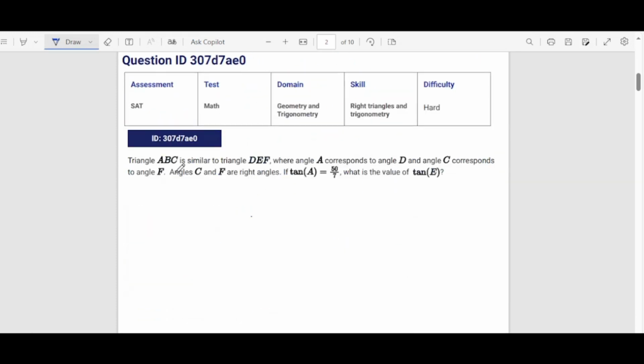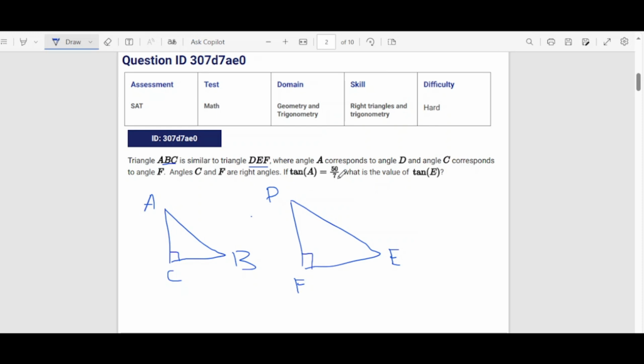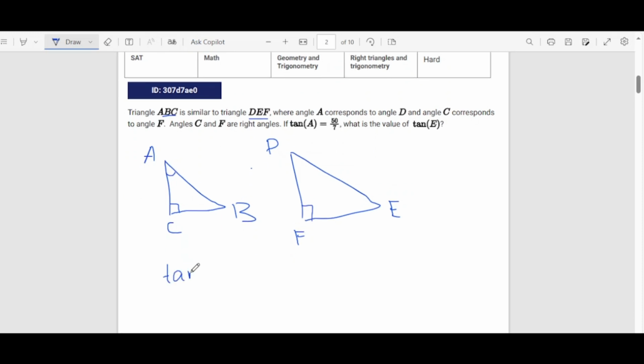Next question. Triangle ABC is similar to triangle DEF, where A corresponds to D and angle C corresponds to F. C and F are right angles. Let's also draw this: A, B, C, and C is a right angle, and D, E, F, where F is also a right angle. If tan A equals 50 by 7, what is tan A? Tan equals perpendicular over base. CB here is perpendicular, and its value is 50, and the base is AC, so it'll be 7.